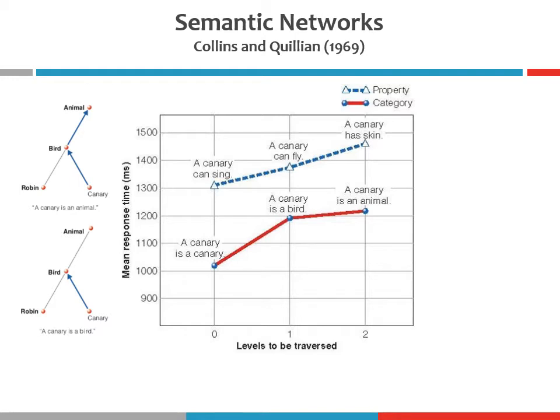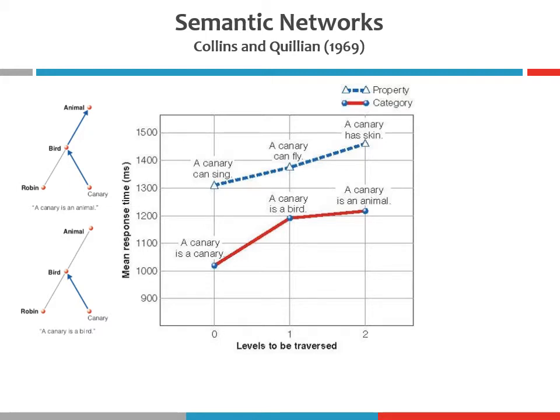So before, in the red line, we were talking about different categories of living things. A canary is a canary is the most specific level. A canary is a bird is the next level, and a canary is an animal is the next level of category. But the same is true of properties, right?